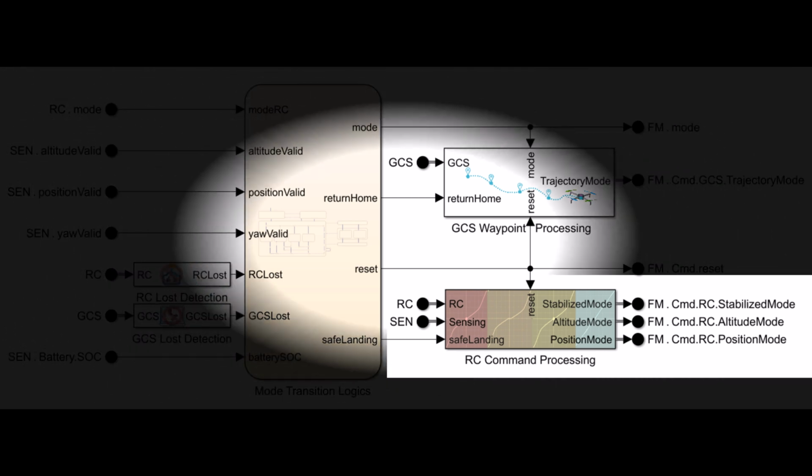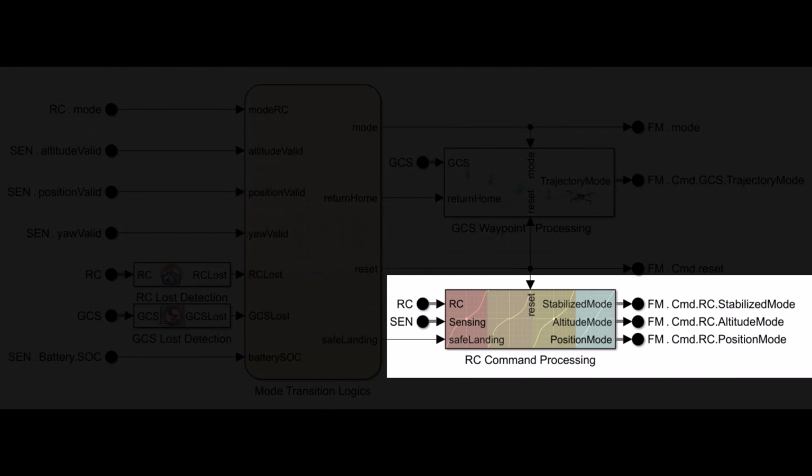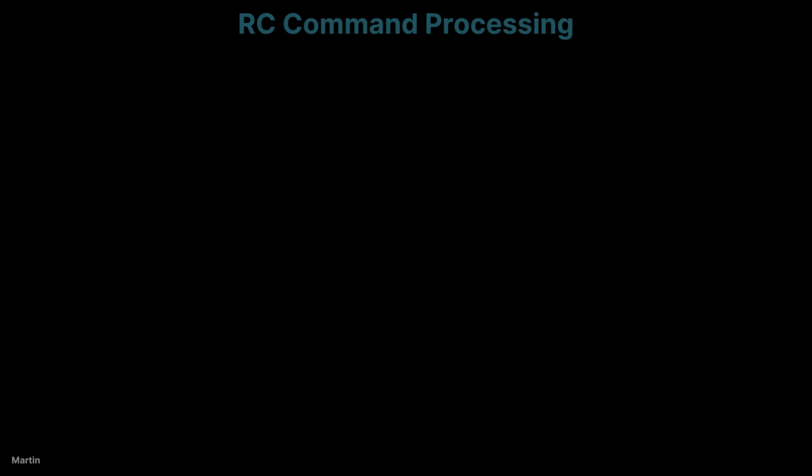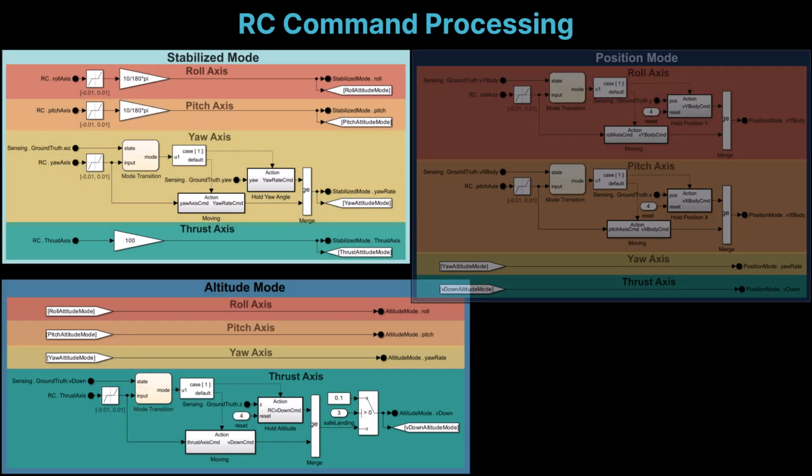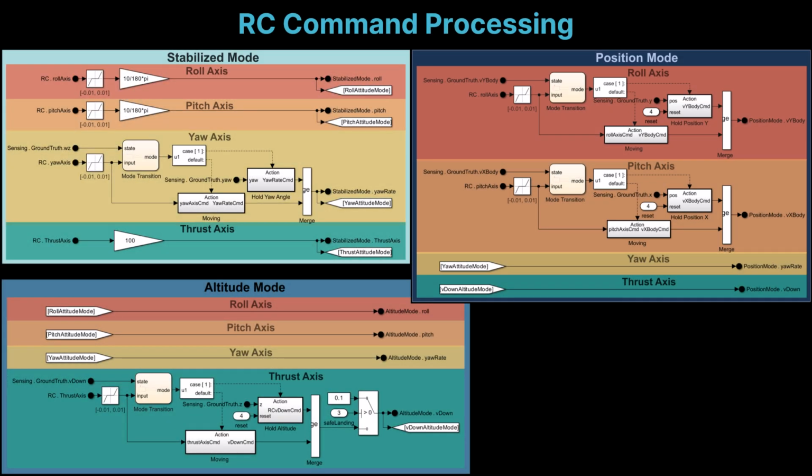Next, let's take a closer look at the RC command processing module. The RC command processing module interprets inputs from the remote controller, such as roll, pitch, yaw, and throttle commands. These inputs are translated into set points that guide the drone's attitude and position control systems.